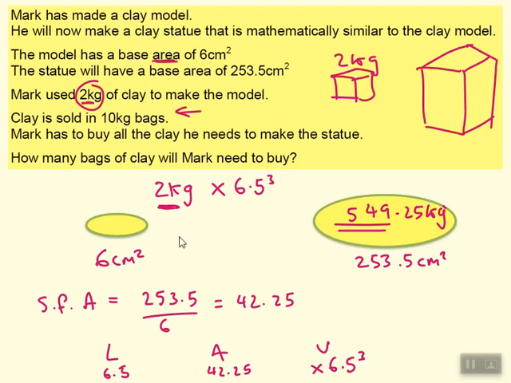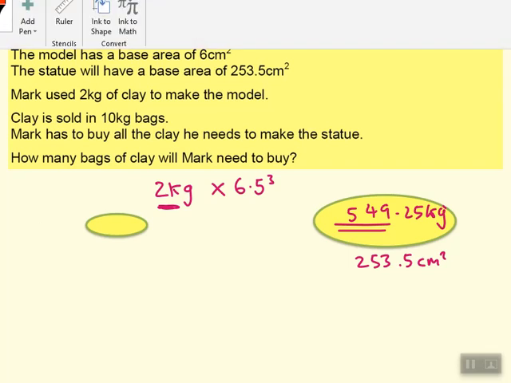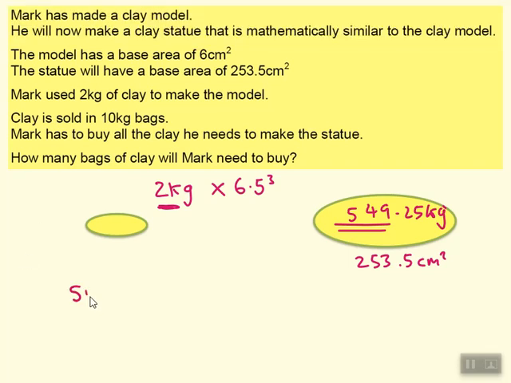So let me clear some of this annotation. Okay, so in order to work out how many bags they're going to buy, you're going to need to take the 549.25 and divide it by 10, because they come in bags of 10 kilograms, and that's how many kilograms the clay model, the clay statue is going to need.